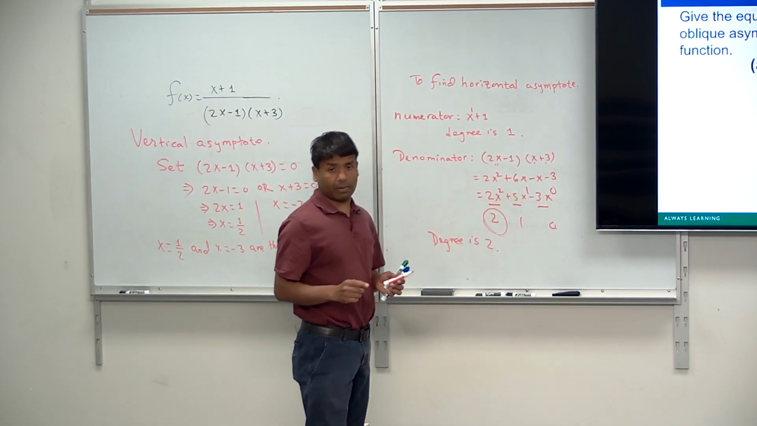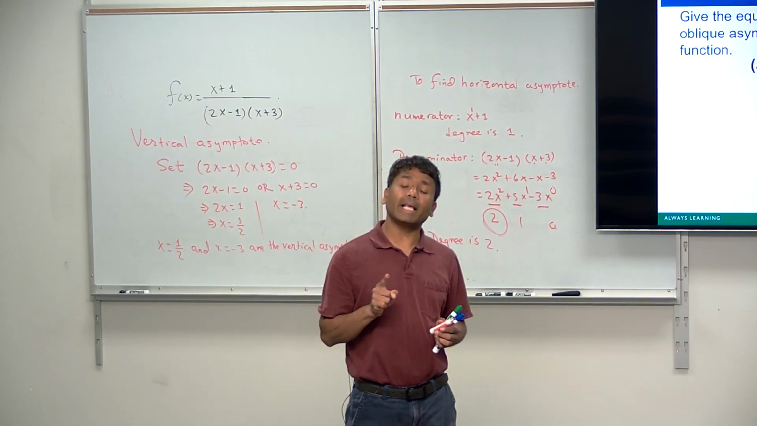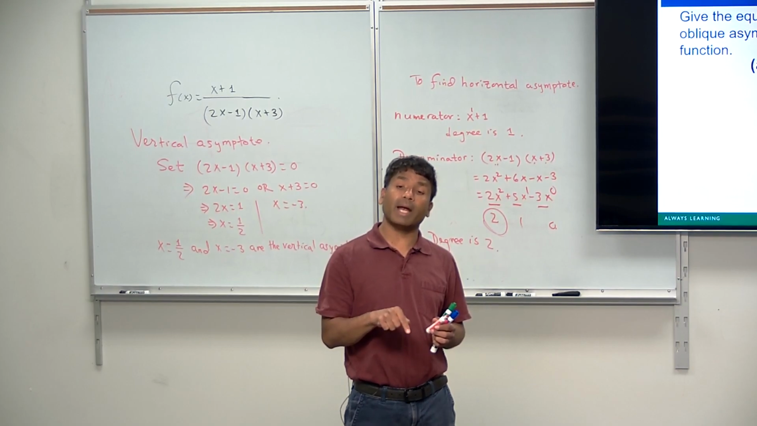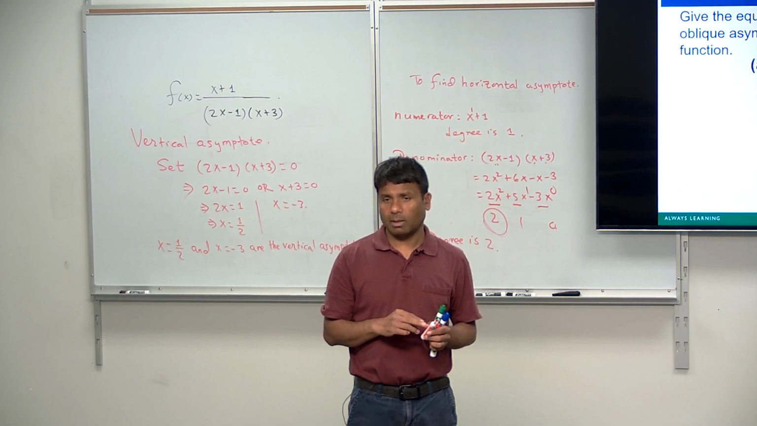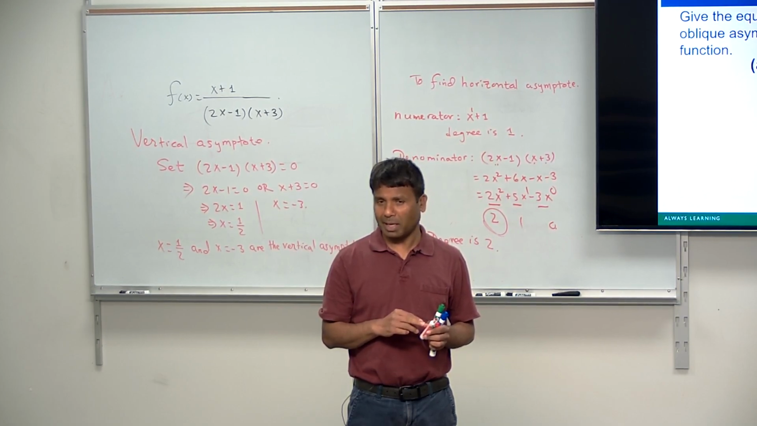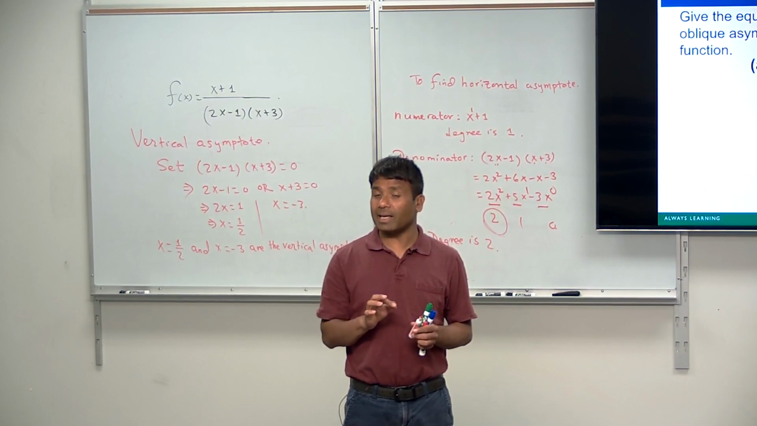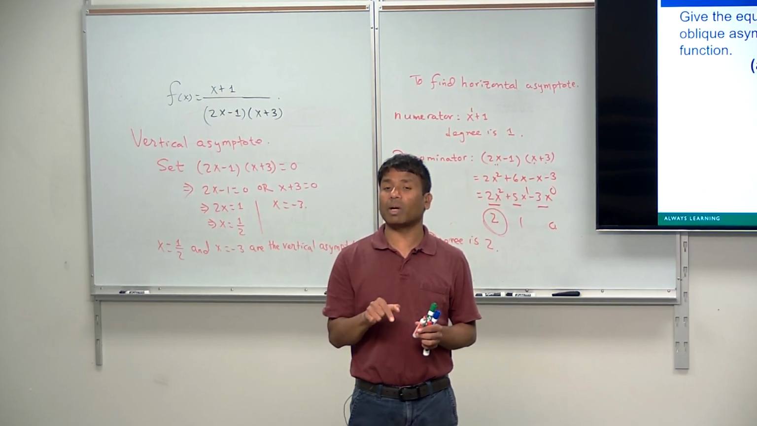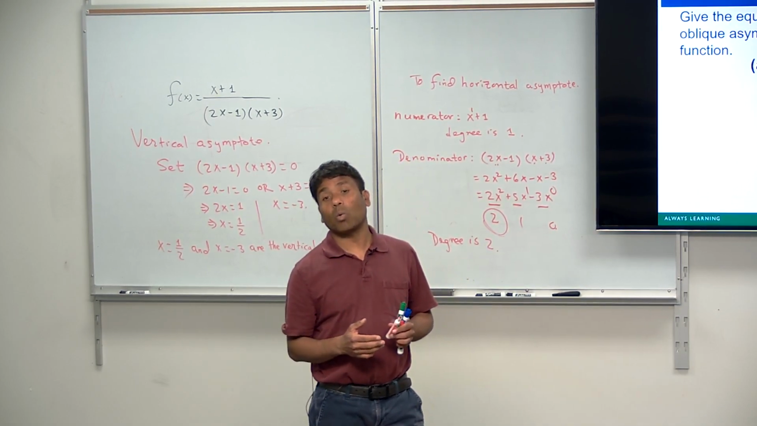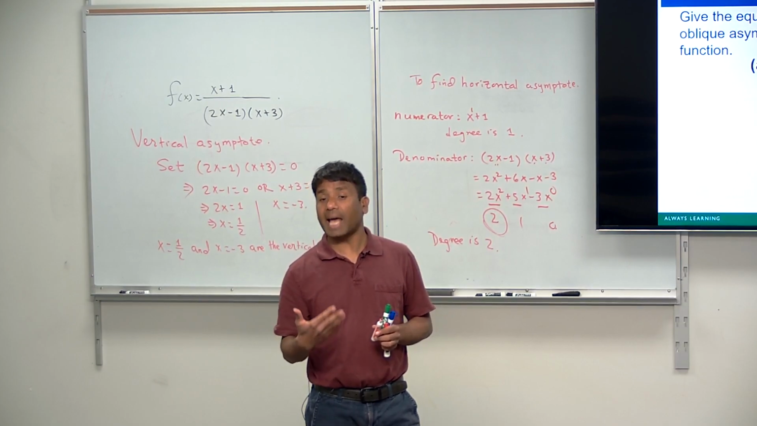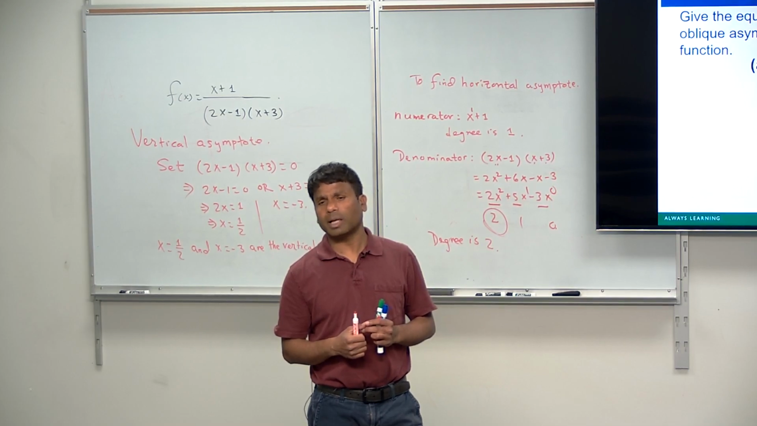Now, if the degree of the numerator is less than the degree of the denominator, are you with me? In that case, y equals 0, the x-axis, will be the horizontal asymptote. That makes sense?